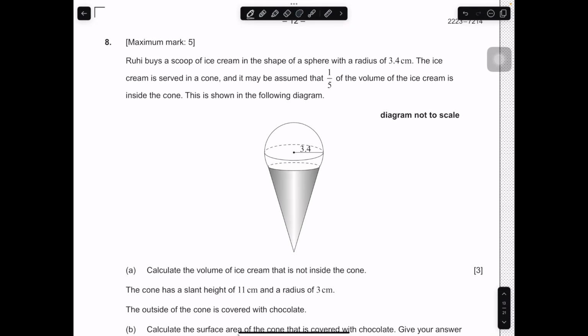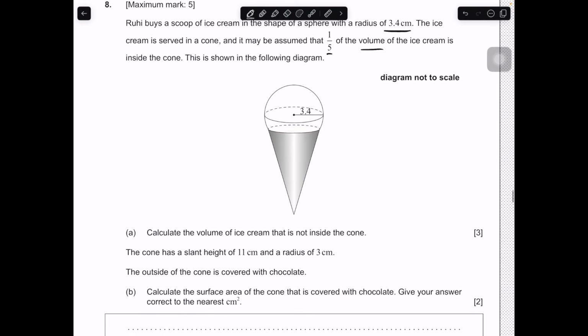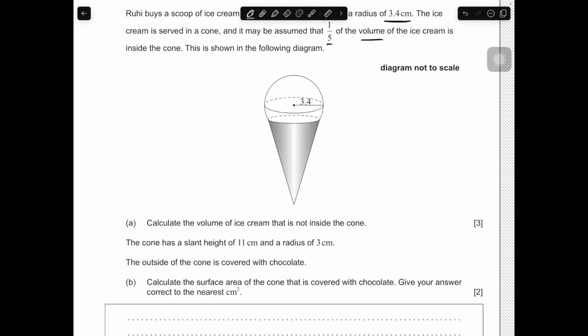Okay, let's go on to question 8. Ruhi buys a scoop of ice cream in the shape of a sphere with a radius of 3.4 centimeters. The ice cream is served in a cone, and it may be assumed that 1/5 of the volume of the ice cream is inside the cone. This is shown in the following diagram. Calculate the volume of ice cream that is not inside the cone. There's 1/5 inside the cone, and of course 1 minus 1/5 means that 4/5 is not inside the cone.